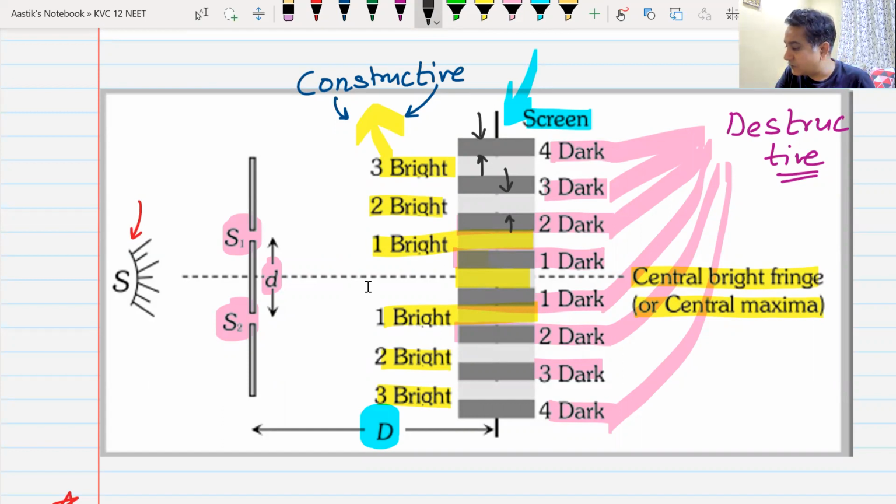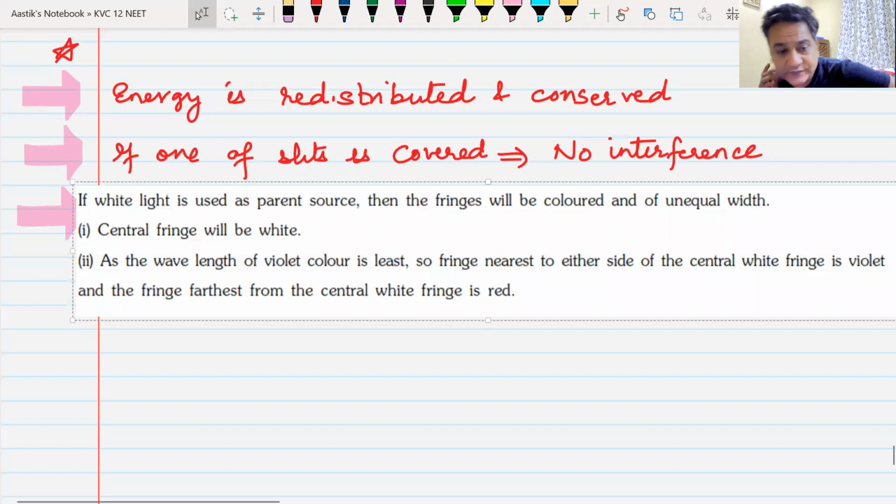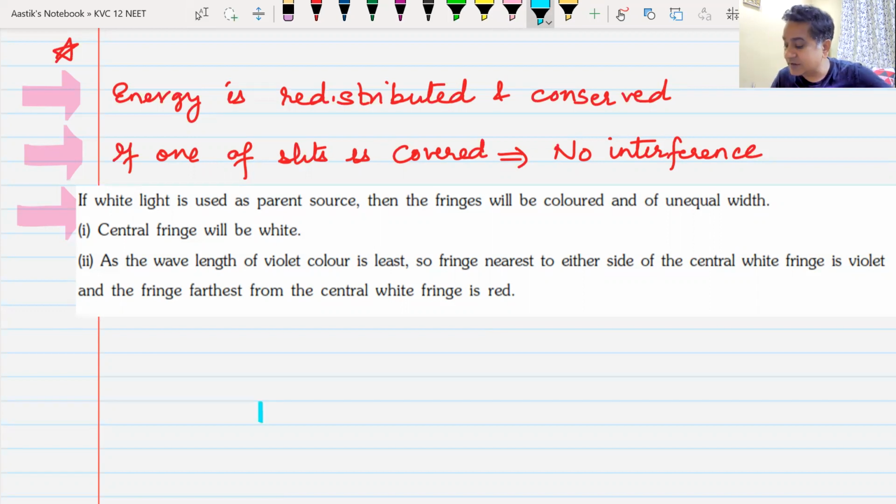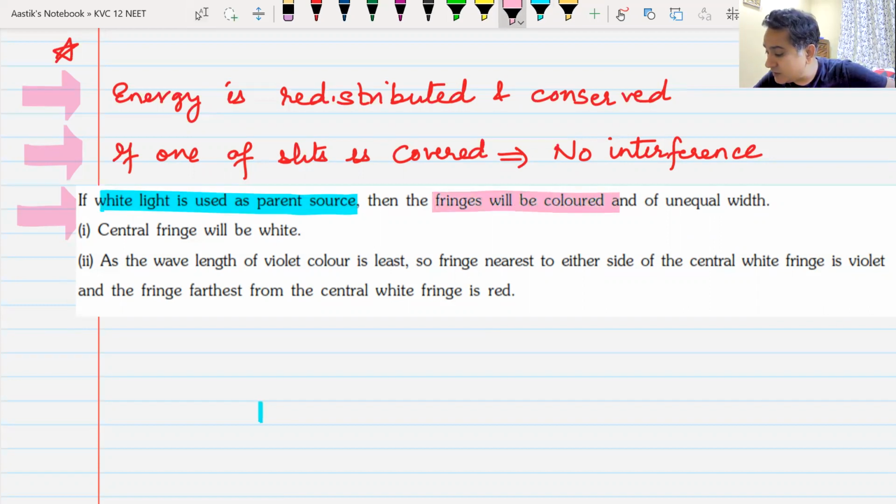But right now, I might forget to give it to you, so you write it. If white light is used as the source, because white light does not consist of a single color, then you must remember fringes will be colored and of unequal width.